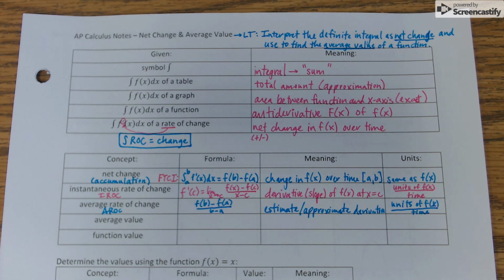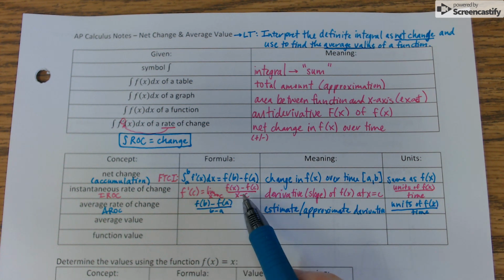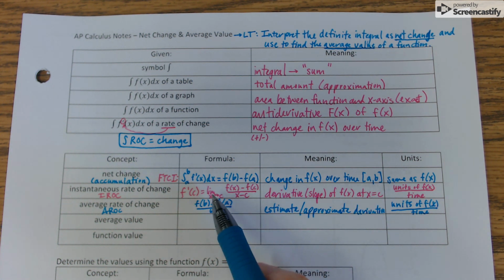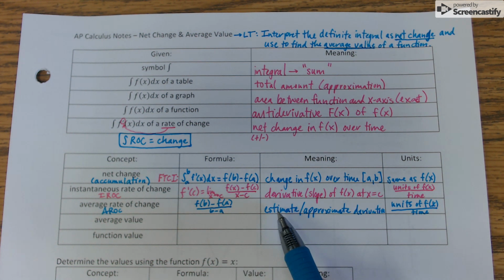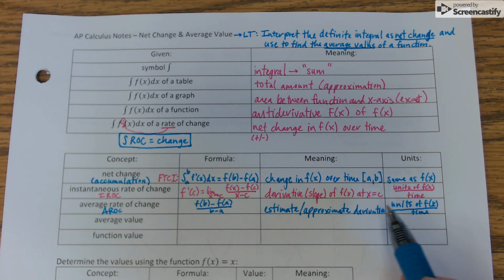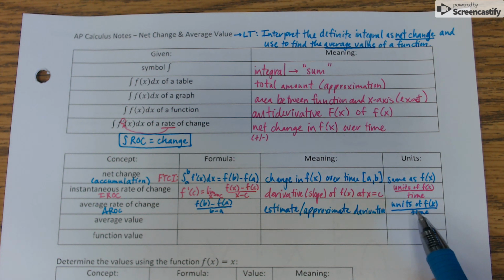The average rate of change, or AROC, has the similar setup as the difference quotient in the instantaneous, but it does not have the limit. So all it does for us is give us a good estimate or approximation of the derivative. And since we're approximating the derivative, it's going to have the same units as the derivative, which is the units of the function divided by time.